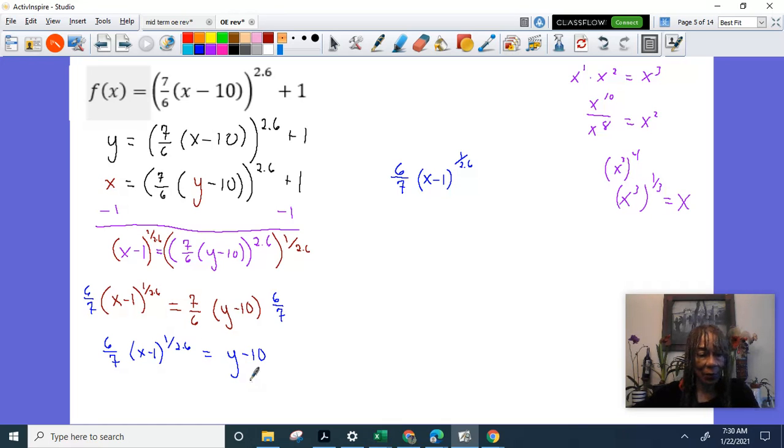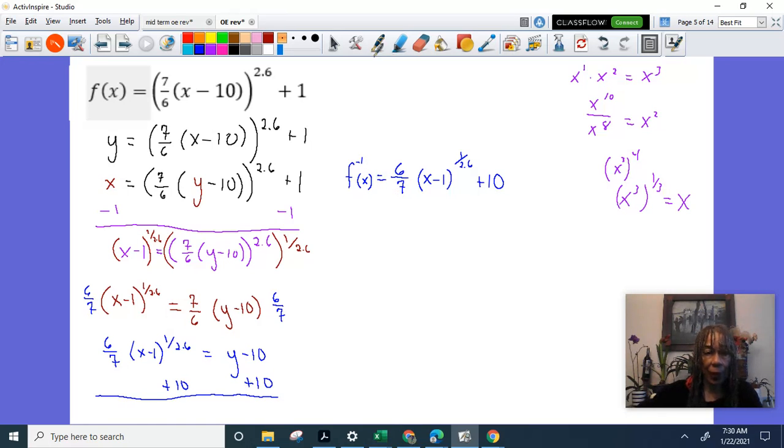And I added 10 to both sides. Yeah, I probably should do that. And I'm going to add 10 to both sides. And so plus 10. And that's going to equal y. I'm not going to write equals y. I'm going to write equals f to the -1 of x, because that was where I was going the whole time. But it does equal y.